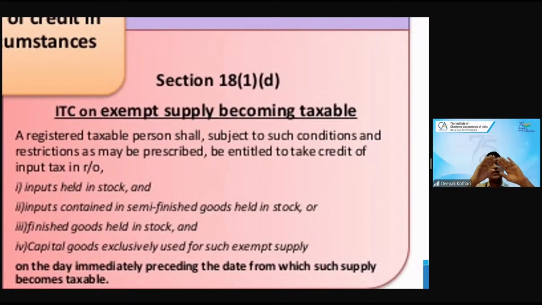ठीक है, same 18(1)(a) and (b) is same, voluntary registration, compulsory registration, voluntary registration. 18(1)(c) and (d) is also same, from composition scheme to regular scheme is 18(1)(c), 18(1)(d) is from exempted to taxable. Clear? Simple.